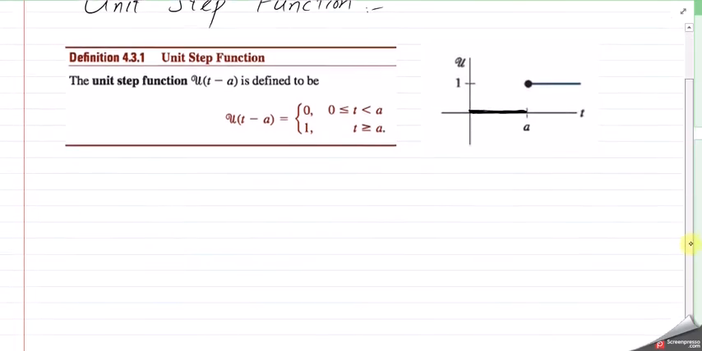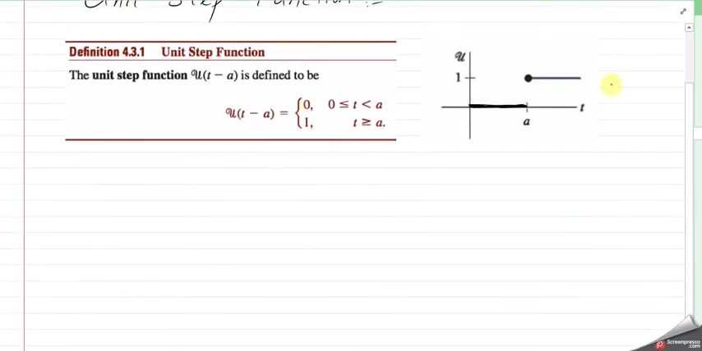Clearly, it's not a continuous function. It's a discontinuous function, and it is a very important function. It can help us understand mathematically the phenomena which have only two states. Now, because we are studying Laplace transform, we are going to study the Laplace transform of this function. Laplace transform of u of t minus a equals e raised to the power minus as over s.